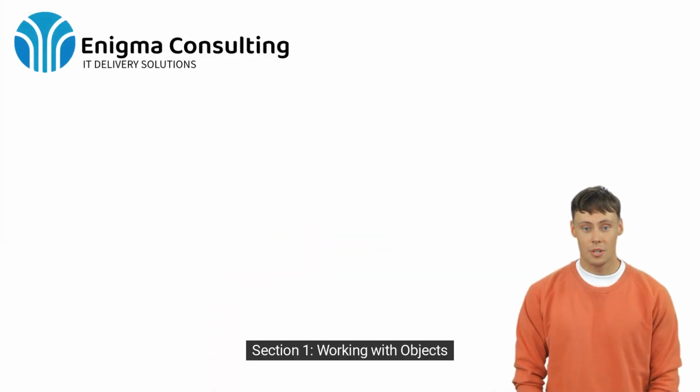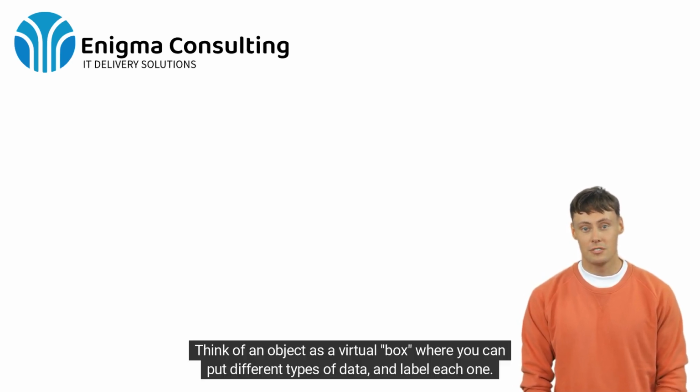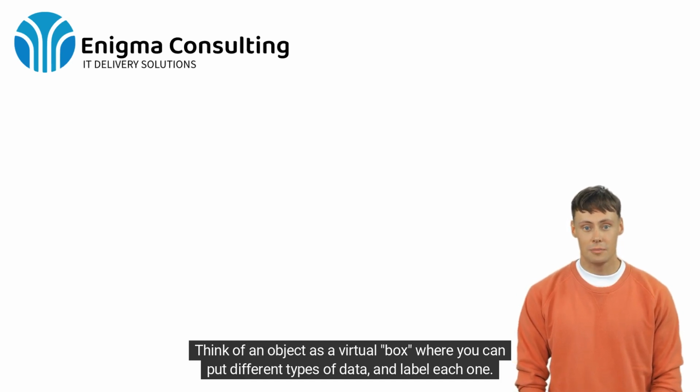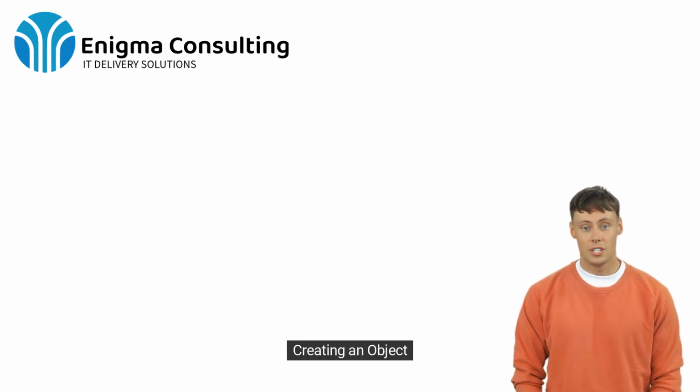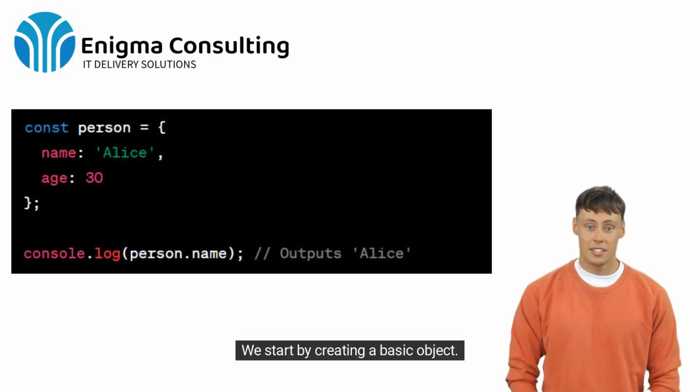Section 1: Working with objects. Objects are like containers that can hold various values under different keys. Think of an object as a virtual box where you can put different types of data and label each one. Creating an object. We start by creating a basic object.